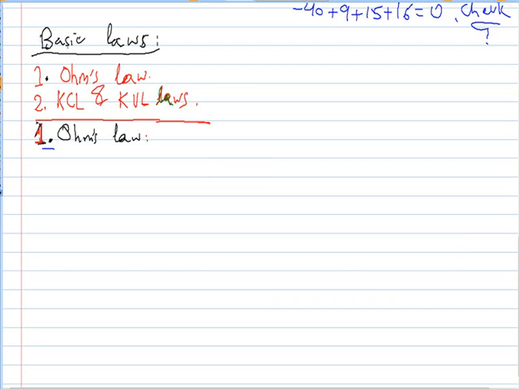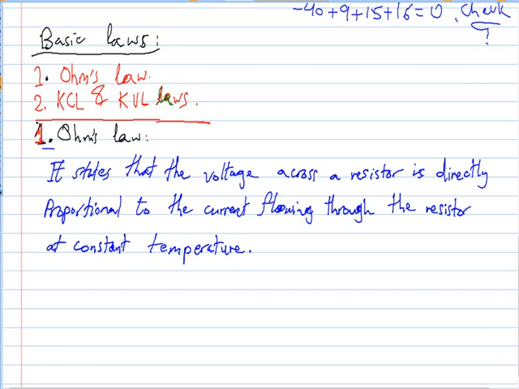Lecture 2, we will talk about the basic laws of electrical circuits. We will begin our discussion about Ohm's law, then we will go further for Kirchhoff's current law and Kirchhoff's voltage law. So first of all, we will talk about Ohm's law. Ohm's law is the most basic law in electrical circuits. It states that the voltage across a resistor is directly proportional to the current flowing through the resistor at constant temperature. So we will write it down.